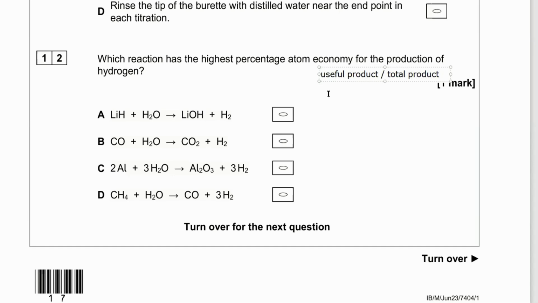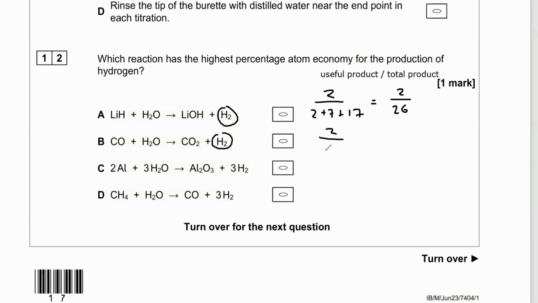Which reaction has the highest percentage atom economy? This is question 12. For the production of hydrogen, what you want to do is just do the useful product over the total products. So here you're going to do H2 over LiOH plus H2. So you're going to do like 2 over 26. Bash that into the calculator and see which is the highest number.